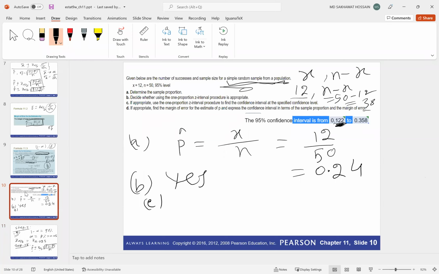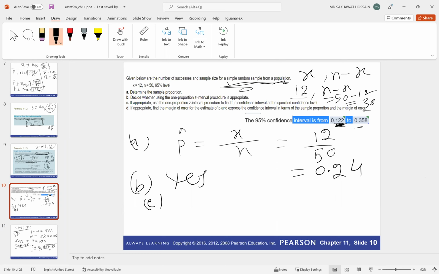For the negative sign, you will get 0.122, and for the plus sign, you will get 0.358. So that means we are 95% confident that the population proportion will be between these two numbers, between 0.122 and 0.358.